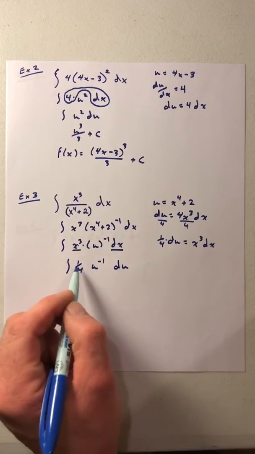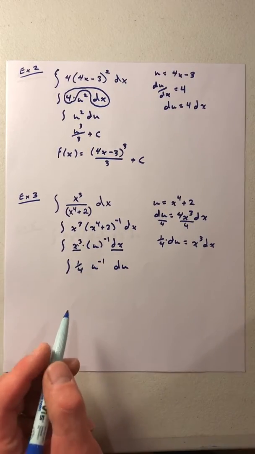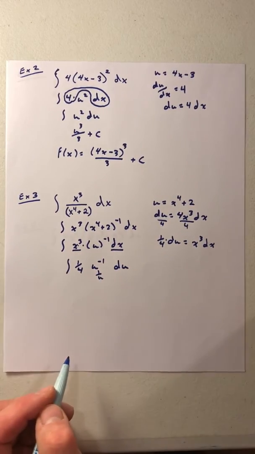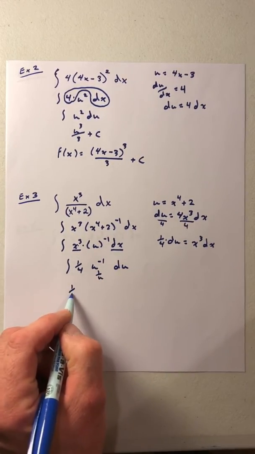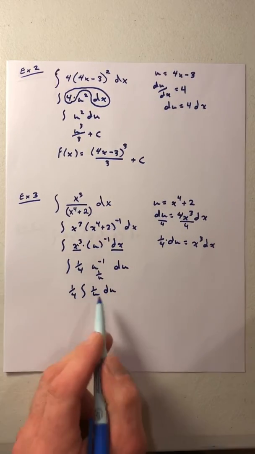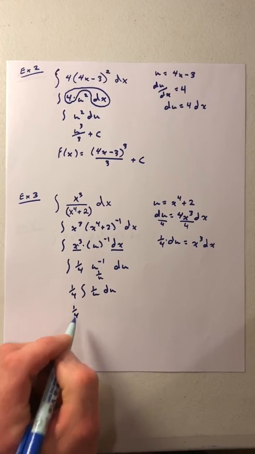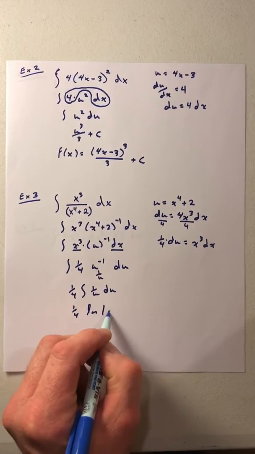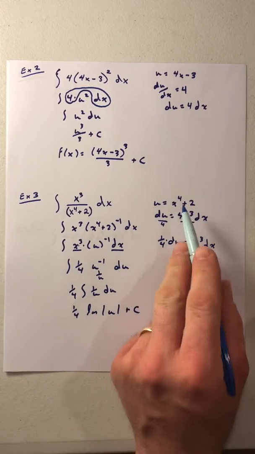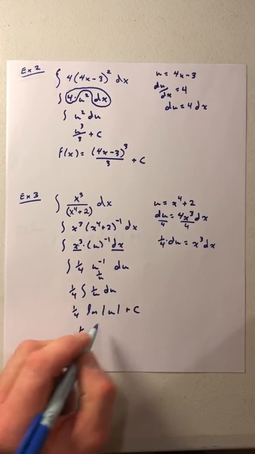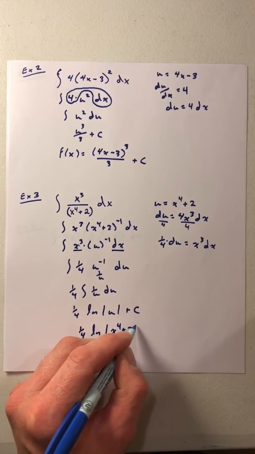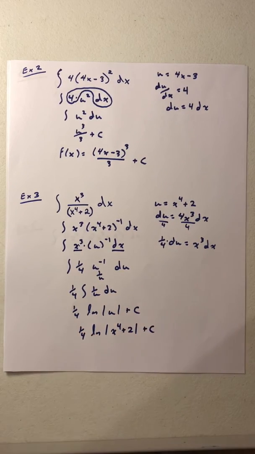Now I can go ahead and integrate my 1/4 u to the negative first. Remember that u to the negative first really meant 1 over u. So I can think of this as 1/4 the integration of 1 over u du. And when we have 1 over u, the integration of that is the natural log of the absolute value of u. Replacing my u with x to the fourth plus 2, I have 1/4 the natural log of the absolute value of x to the fourth plus 2 plus c.